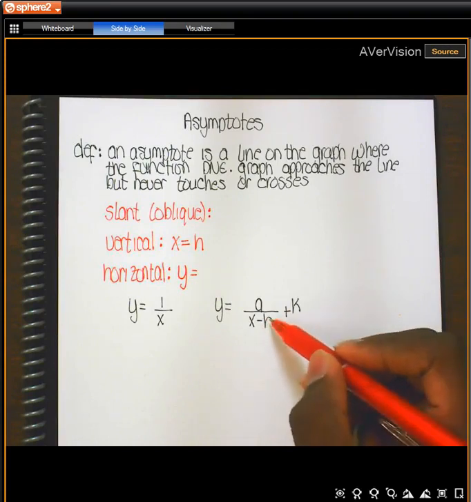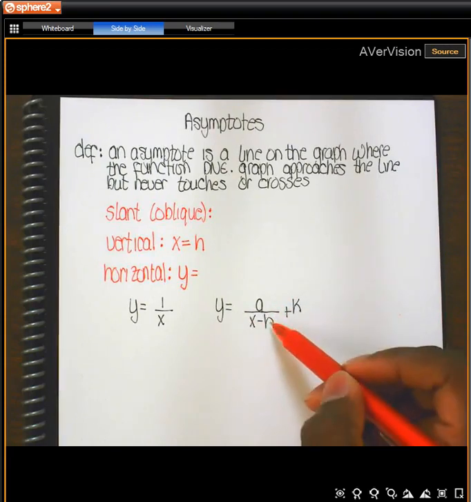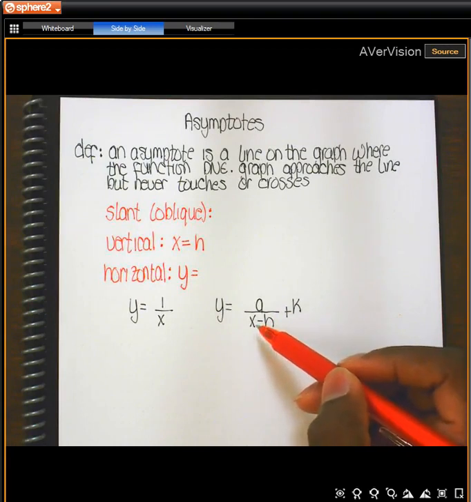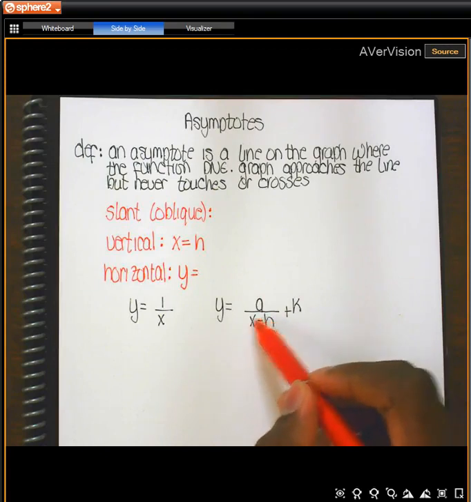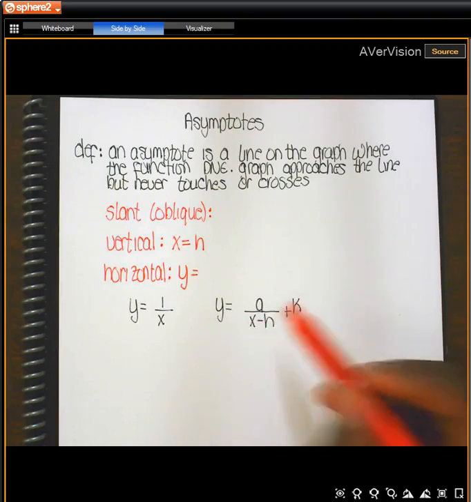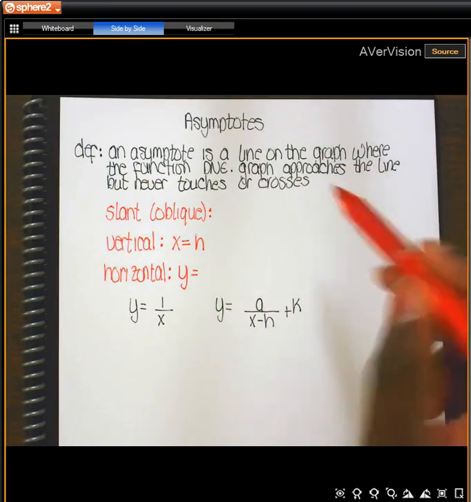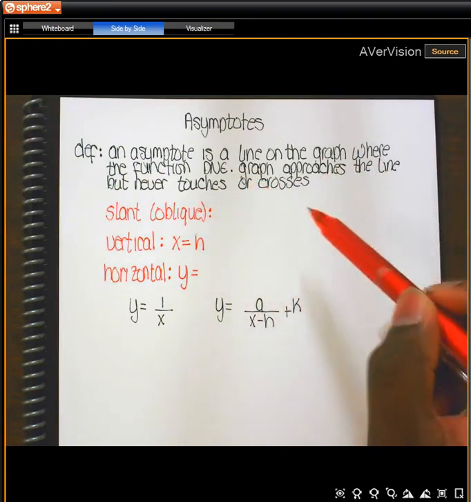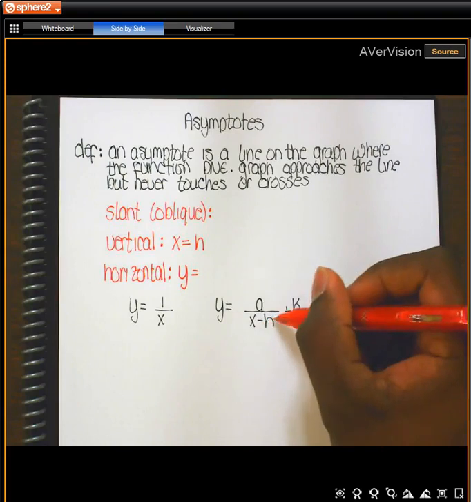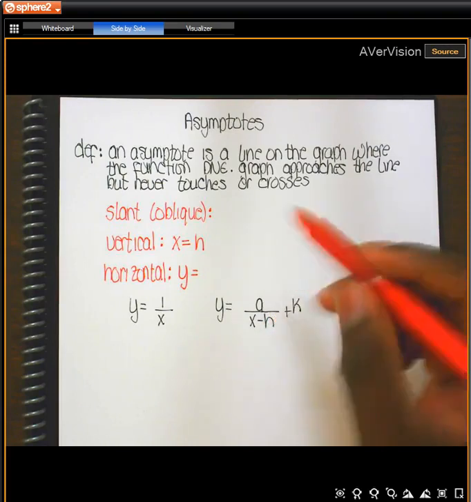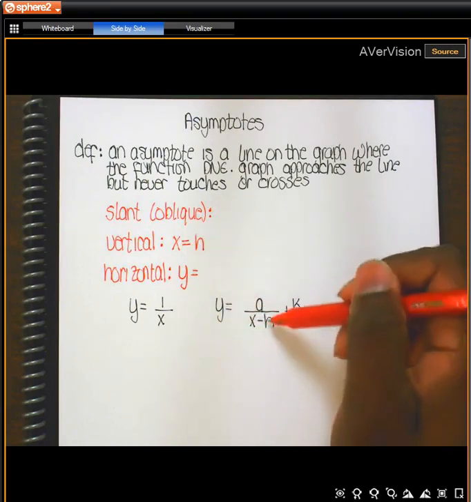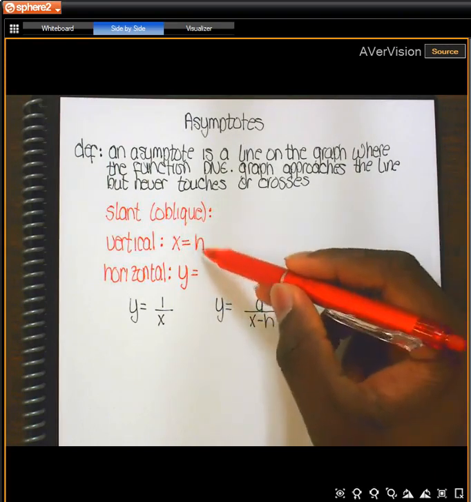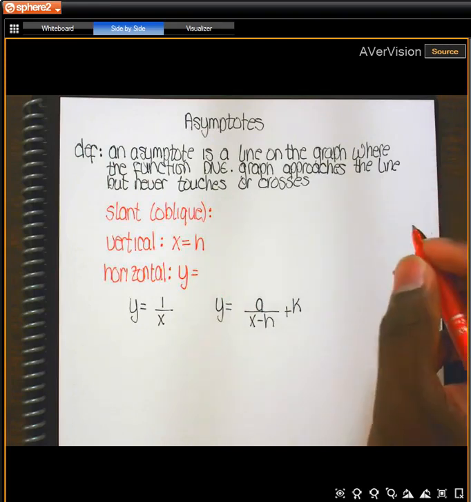It is because the function does not exist when it's 0, remember? So a fraction doesn't exist if the denominator is 0. And asymptotes are lines on the graph where the function doesn't exist, right? So if we set this equal to 0 and solve for x, we get x is equal to h. So whatever h is, that is what our asymptote is, because that's where it's not defined.